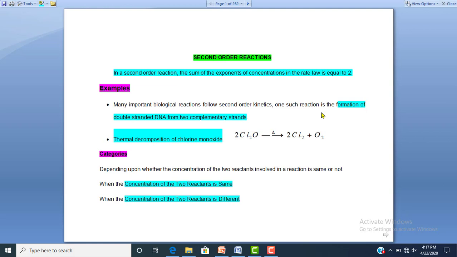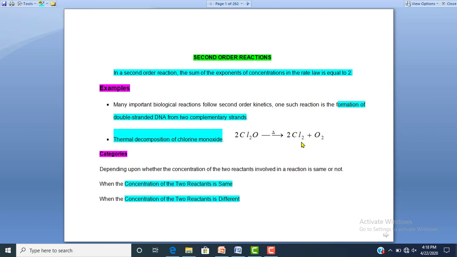So when two strands combine with each other to produce a double-stranded DNA, this reaction follows second order kinetics. The second example is thermal decomposition of chlorine monoxide. In the reaction, when 2 moles of chlorine monoxide are heated, then 2 moles of chlorine and 1 mole of oxygen are produced. This reaction follows the second order kinetics.